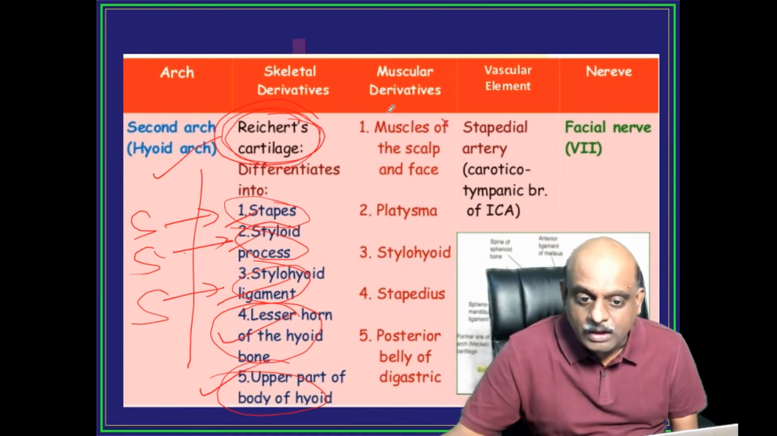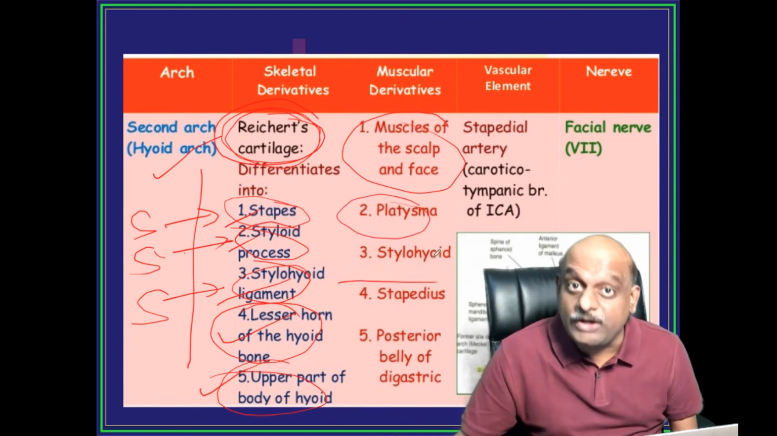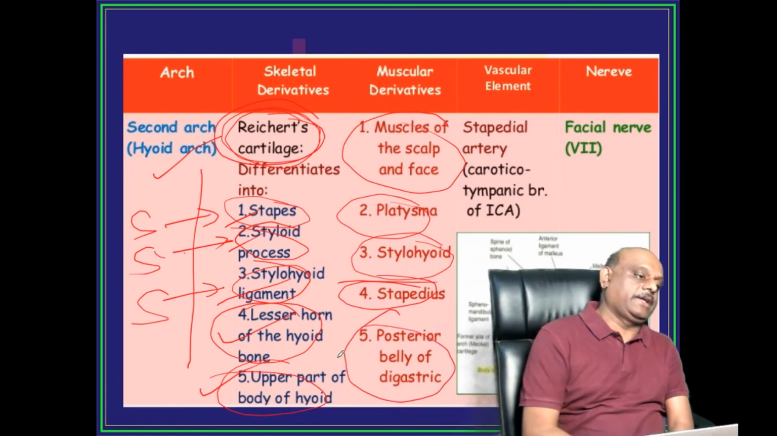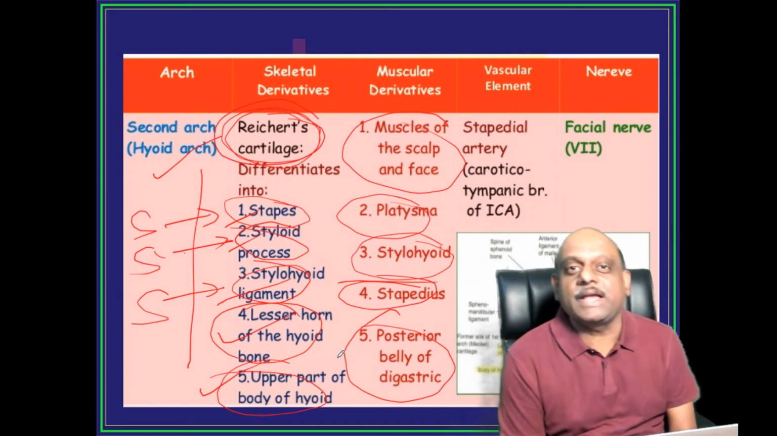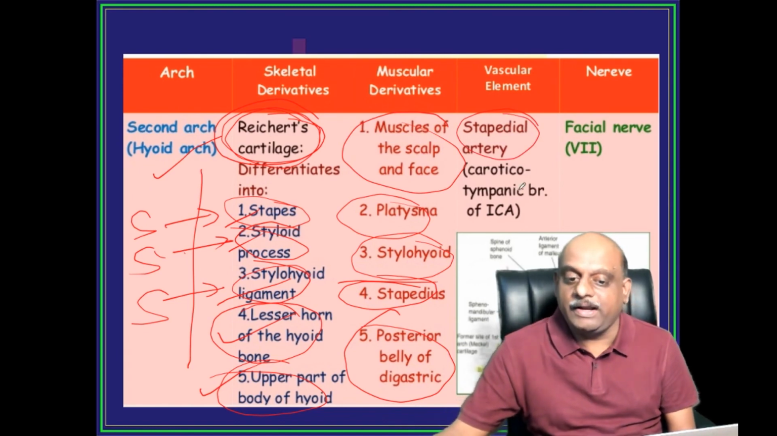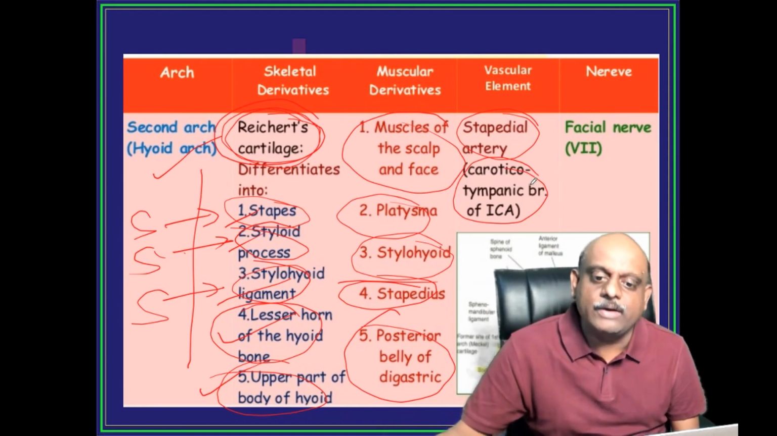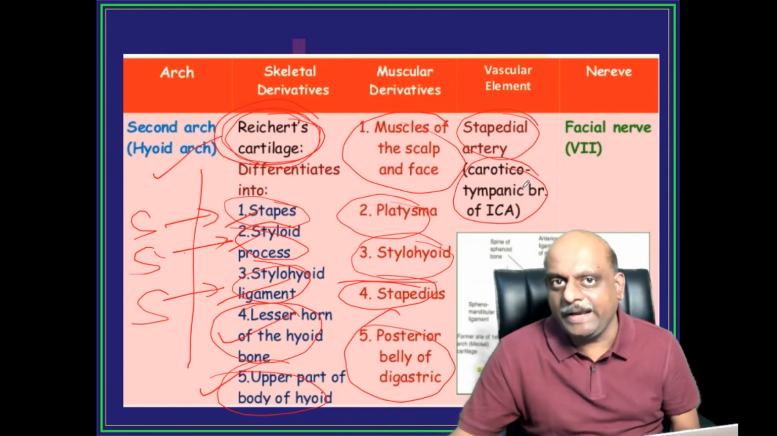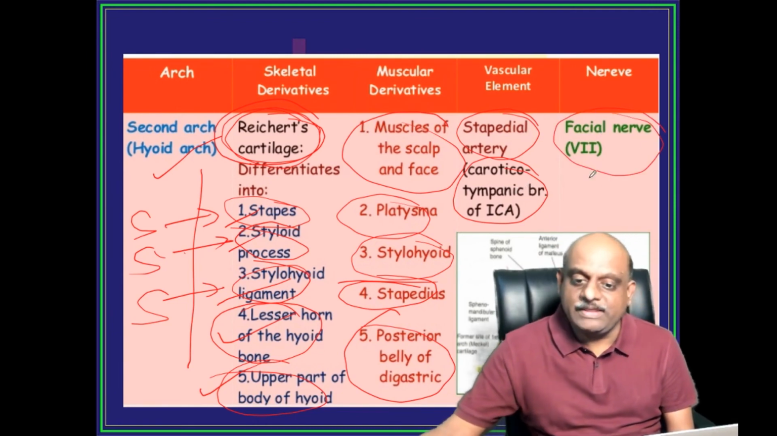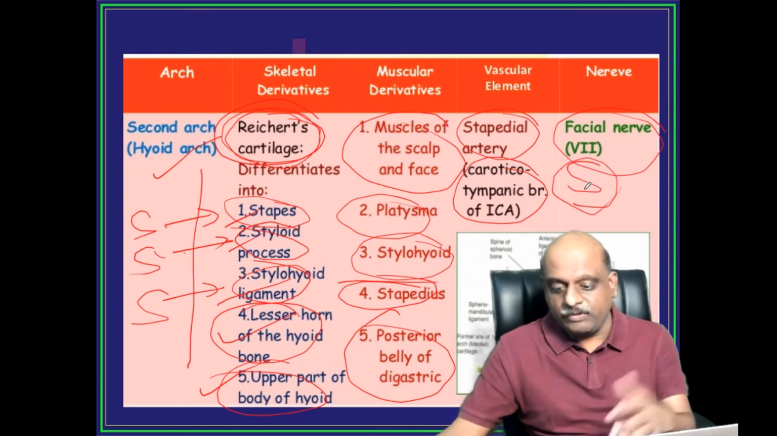Now, the muscles of the scalp and face, platysma, yes for stylohyoid muscle, yes for stapedius muscle, and the posterior belly of the digastric. They are also the derivatives of the second arch is what you need to remember. Then what is the artery? Stapedial artery, which is from the caroticotympanic branch of the internal carotid artery, is the blood supply of the second arch. And facial nerve, that is the seventh nerve. Yes, for one more, yes, क्या है वो? Seventh nerve is the nerve of the second arch.